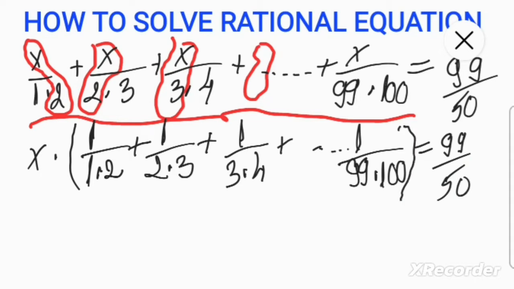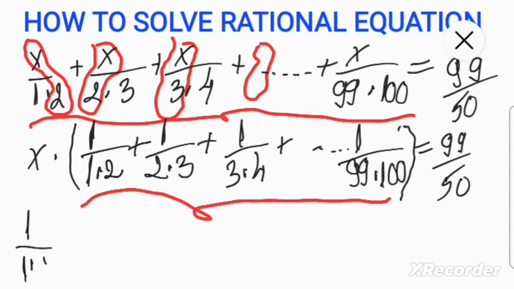What do we have in here? We have another sequence of numbers. How are we going to solve this sequence? We can rewrite those fractions. So we have 1 over 1 multiplied by 2 equals 1 over 1 minus 1 over 2.